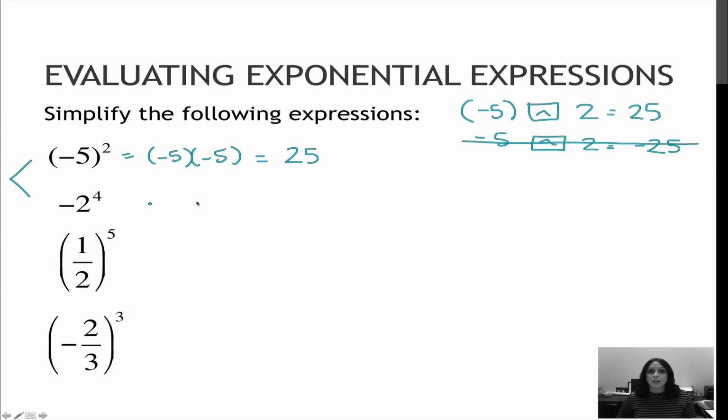Let's look at our second example where I would not put the parentheses. This is -2 to the fourth. We talked about absolute value and opposites. This means the opposite of whatever you get when you take 2 to the fourth. So 2 to the fourth, remember, would be 2 times 2 times 2 times 2. And then whatever you get, make the answer negative. So 2 times 2 times 2 times 2 is 16, and then my answer would be -16.